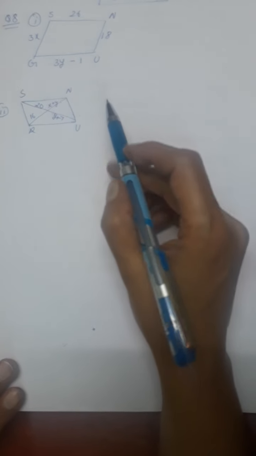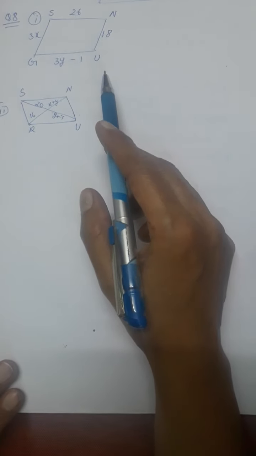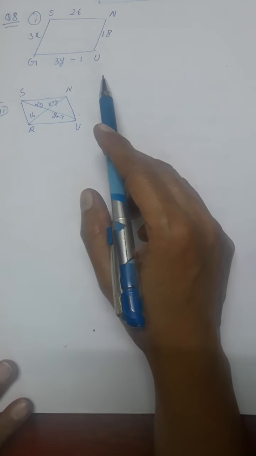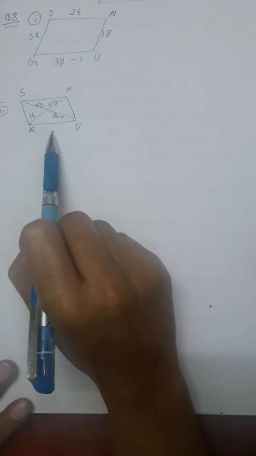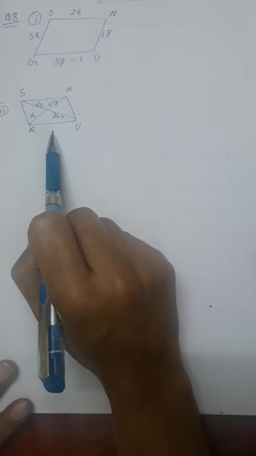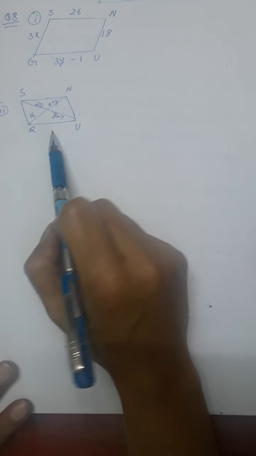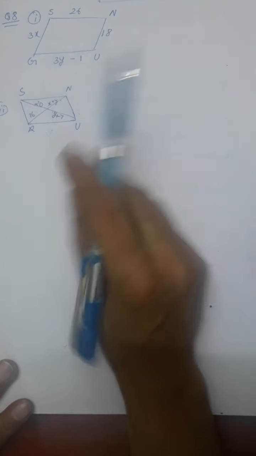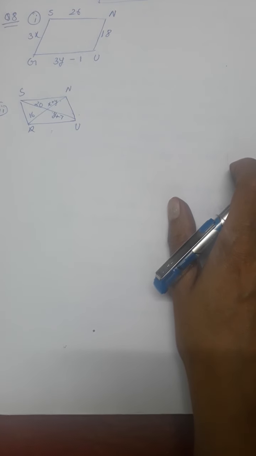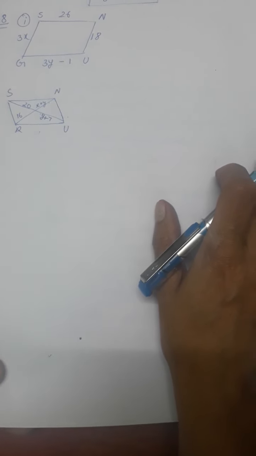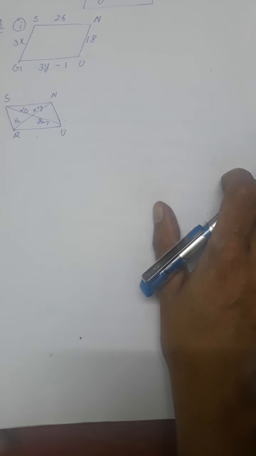Now students, let us move to question number 8. The following figures, GUNS and RUNS, are parallelograms. We are supposed to find the value of x and y. Lengths are in centimeters. In the bracket they have given the unit centimeter, and we are supposed to use the properties of parallelogram to solve the questions. Okay, now you are supposed to find out the value of x and y.